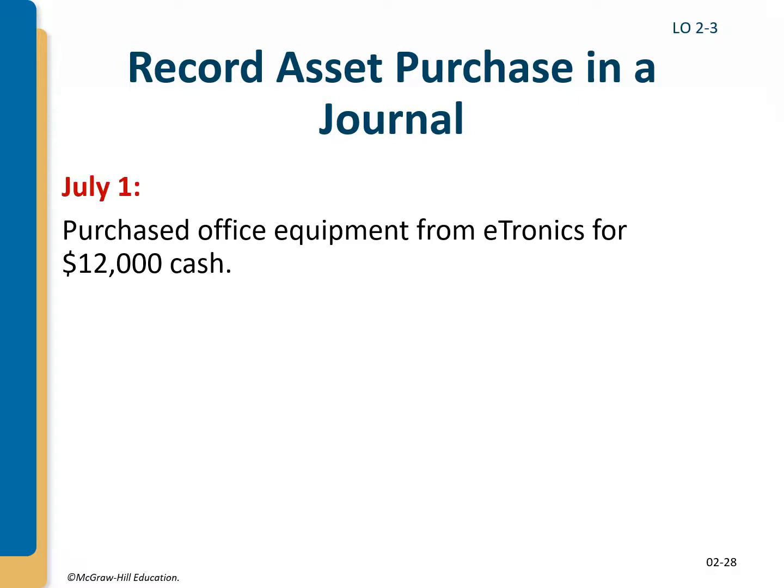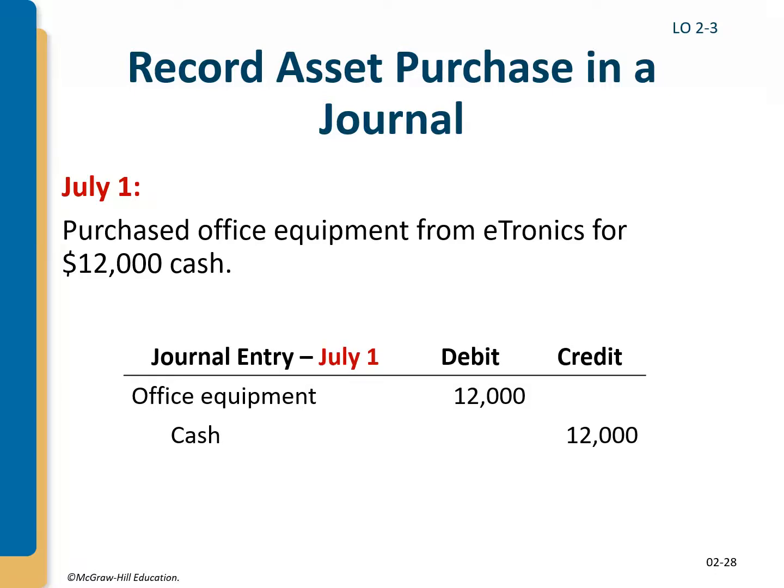Purchased office equipment from Etronics for $12,000 cash. What happened here? Bought office equipment, paid cash. So our office equipment asset is increasing, so we will debit that account. And our cash asset is decreasing, so we will credit it.